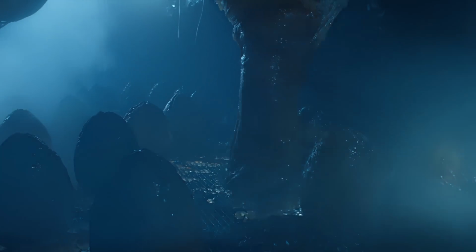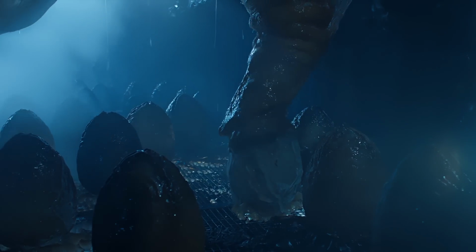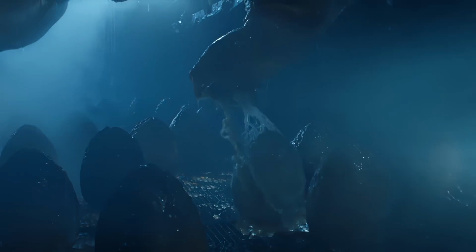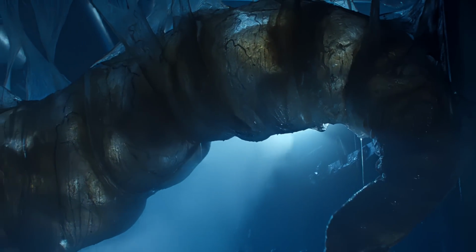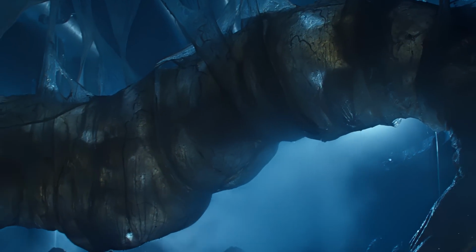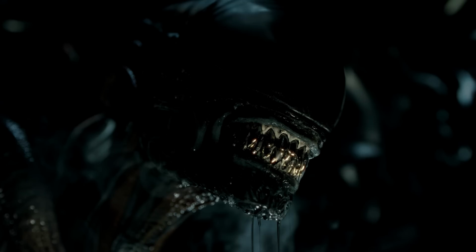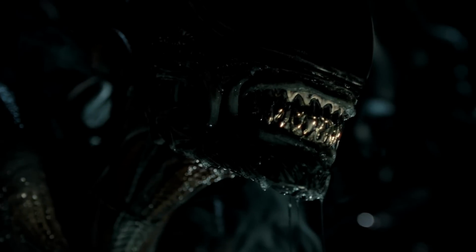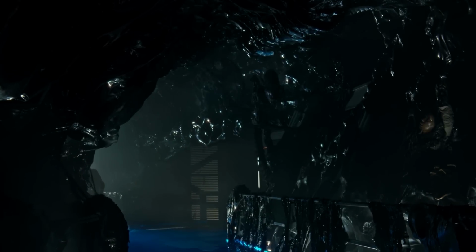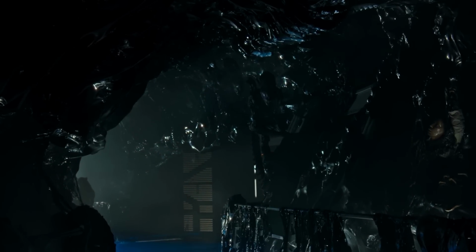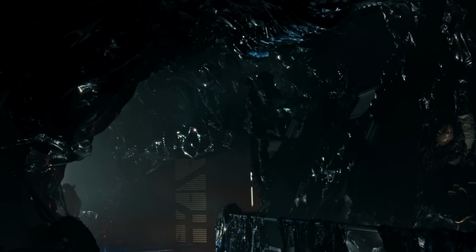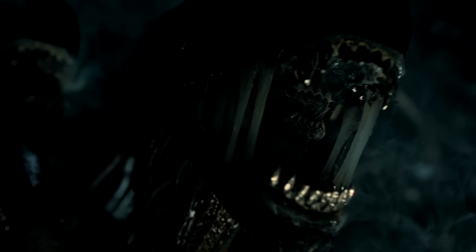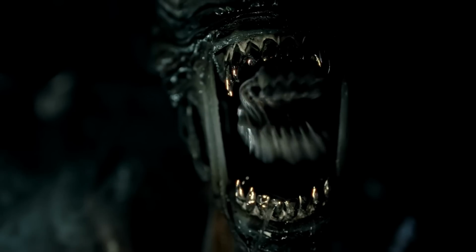This queen-centric life cycle was first introduced in Aliens 1986, where the Queen was portrayed as a towering matriarch, overseeing the survival of her brood. However, Romulus introduces an alternative reproductive method that deviates from this well-established cycle, suggesting that the xenomorphs can propagate without a queen, instead relying on a previously unseen biological process.